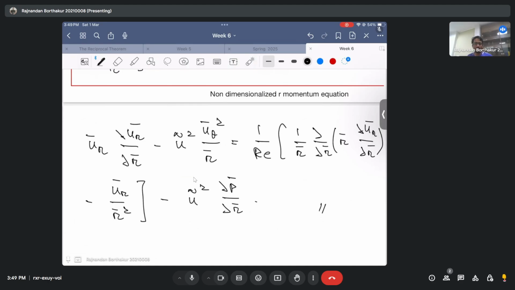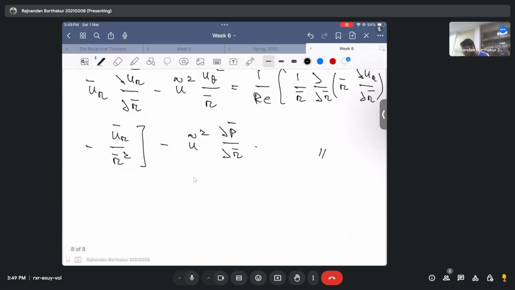All right, I hope you are clear and with me so far. So we have derived the non-dimensional R momentum equations. So the next task is to derive two non-dimensional equations. The next task is basically to derive the theta momentum equation, and that we will see shortly.